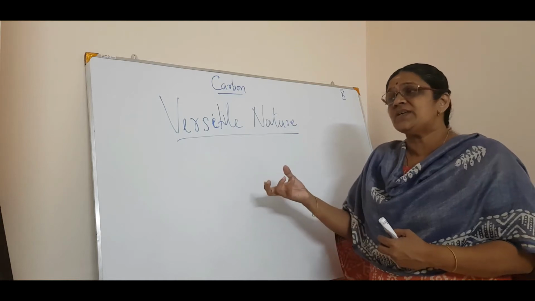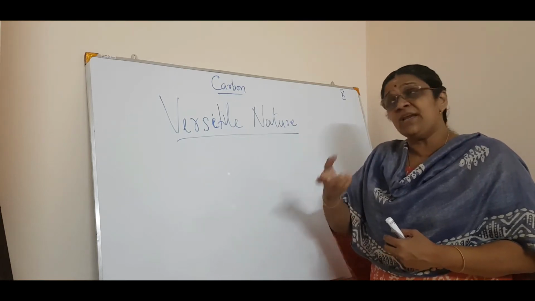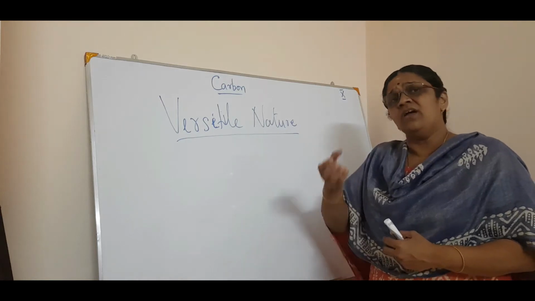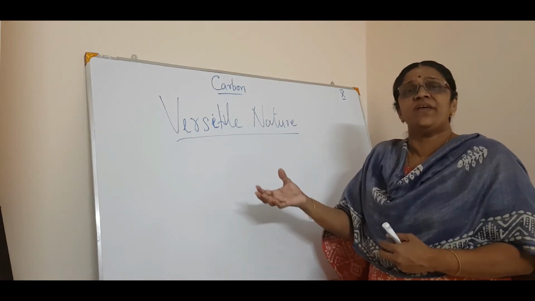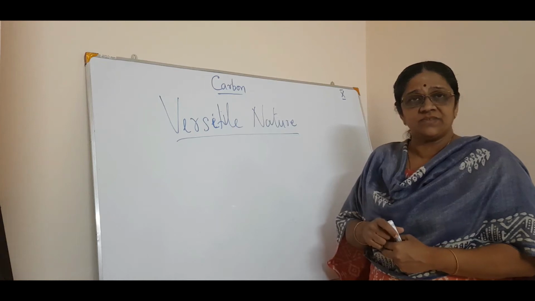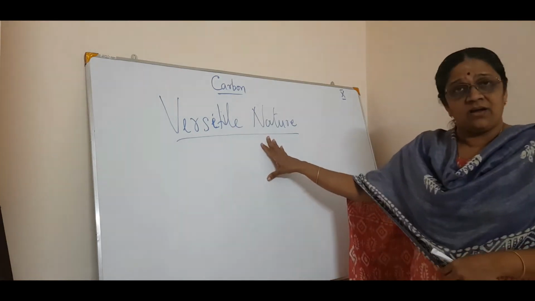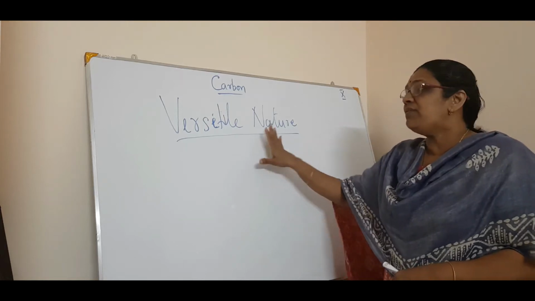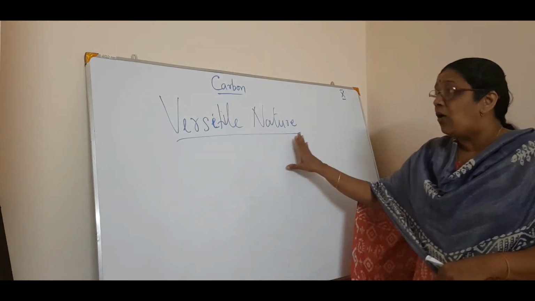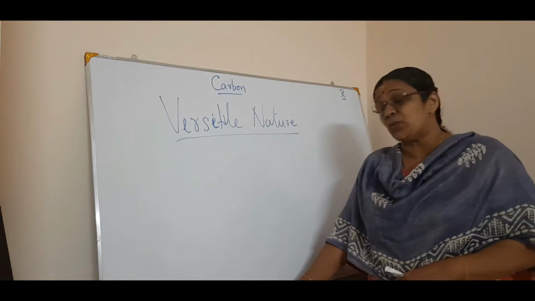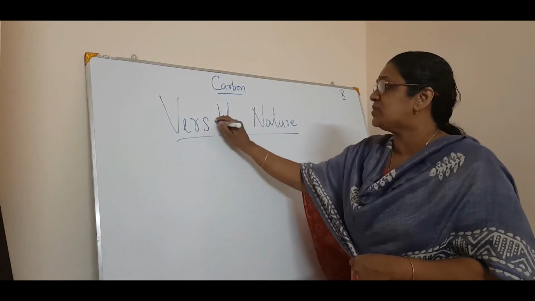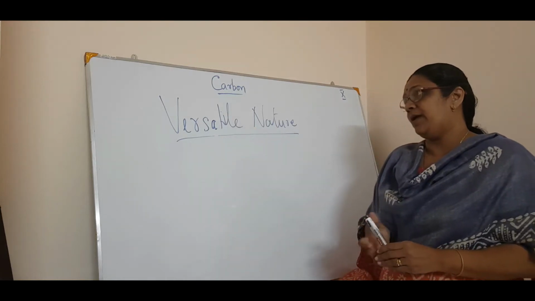So whatever you see in wood, in paints, or in our dresses, nylon, everything there is carbon. That is why it can make so many compounds related to carbon. Now we will see the versatility, or how this carbon becomes so versatile in nature.